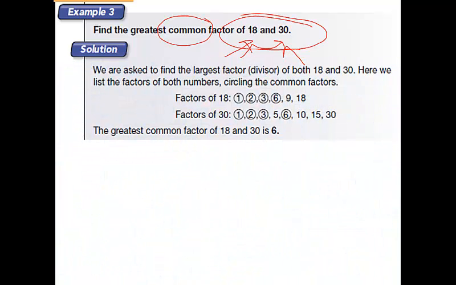You should have come up with the number 6. The factors of 18 are 1, 2, 3, 6, 9, and 18, and the factors of 30 are 1, 2, 3, 5, 6, 10, 15, and 30.